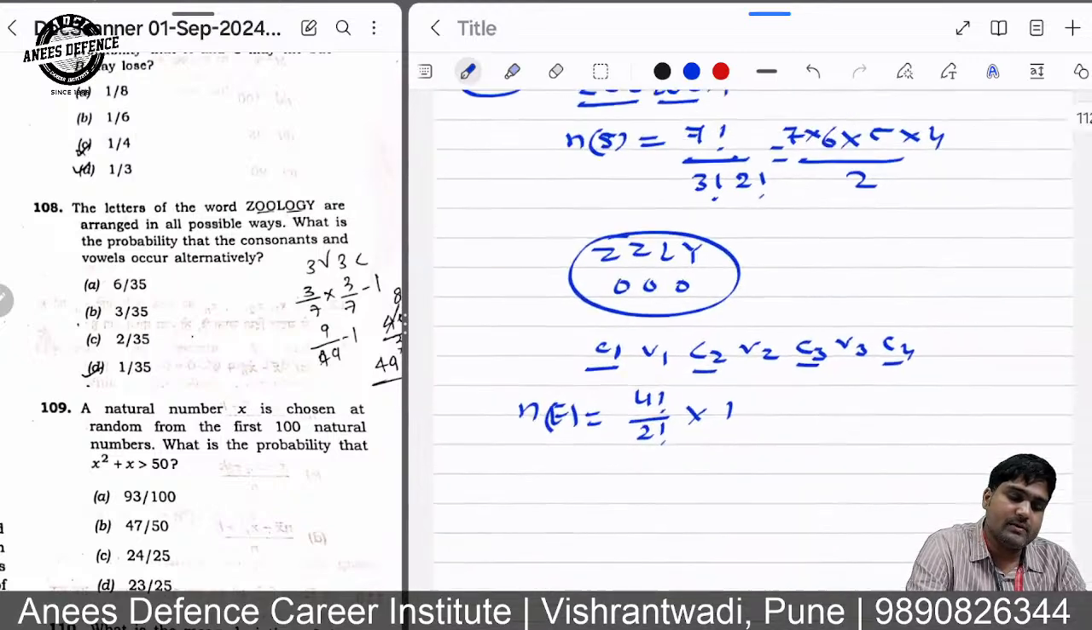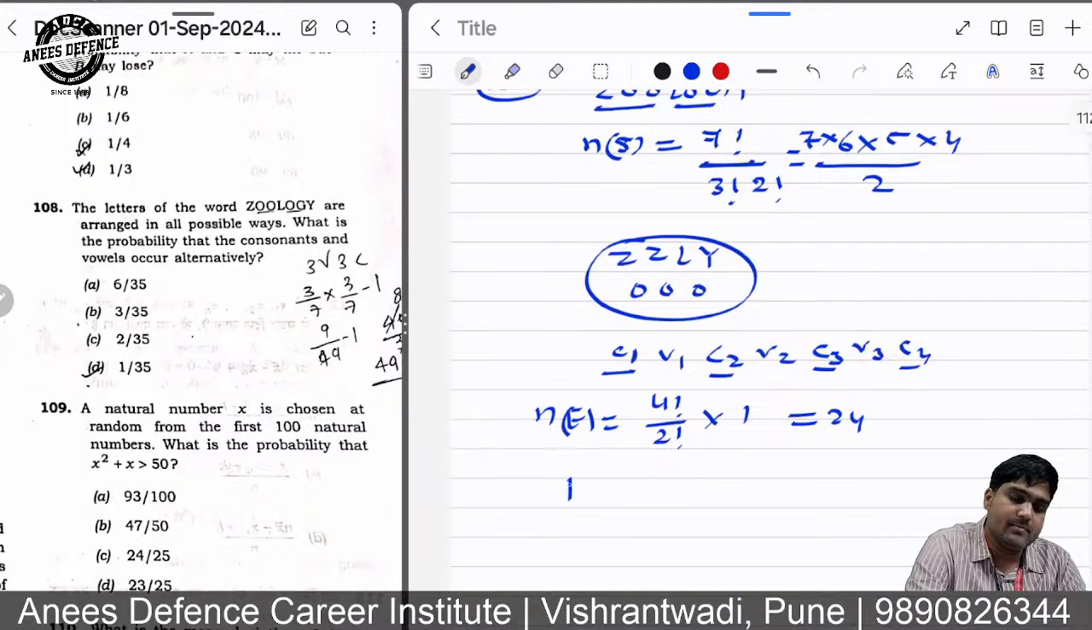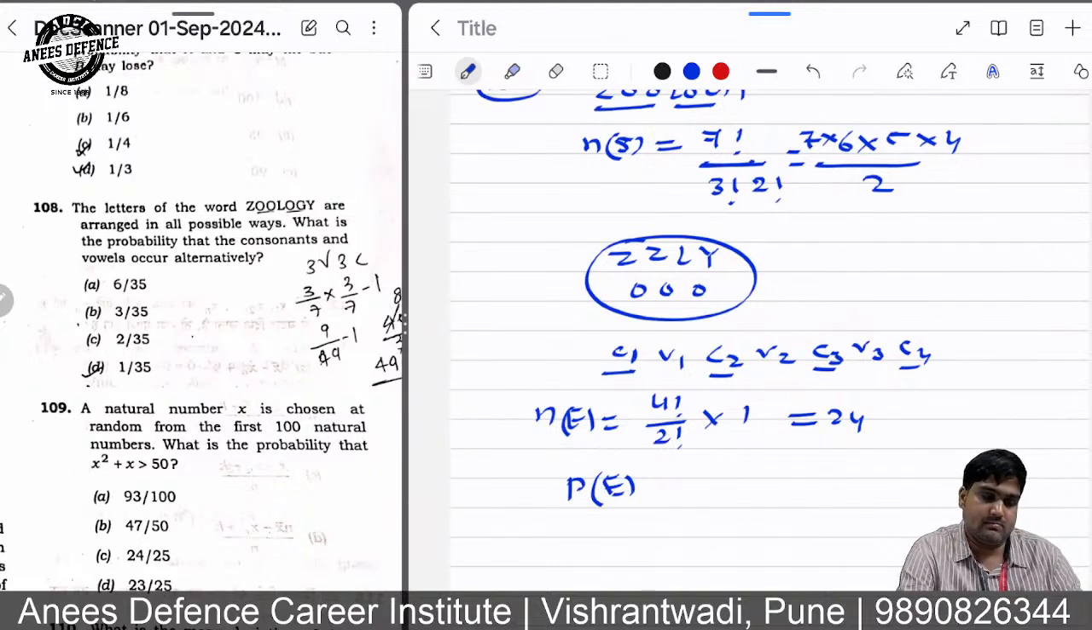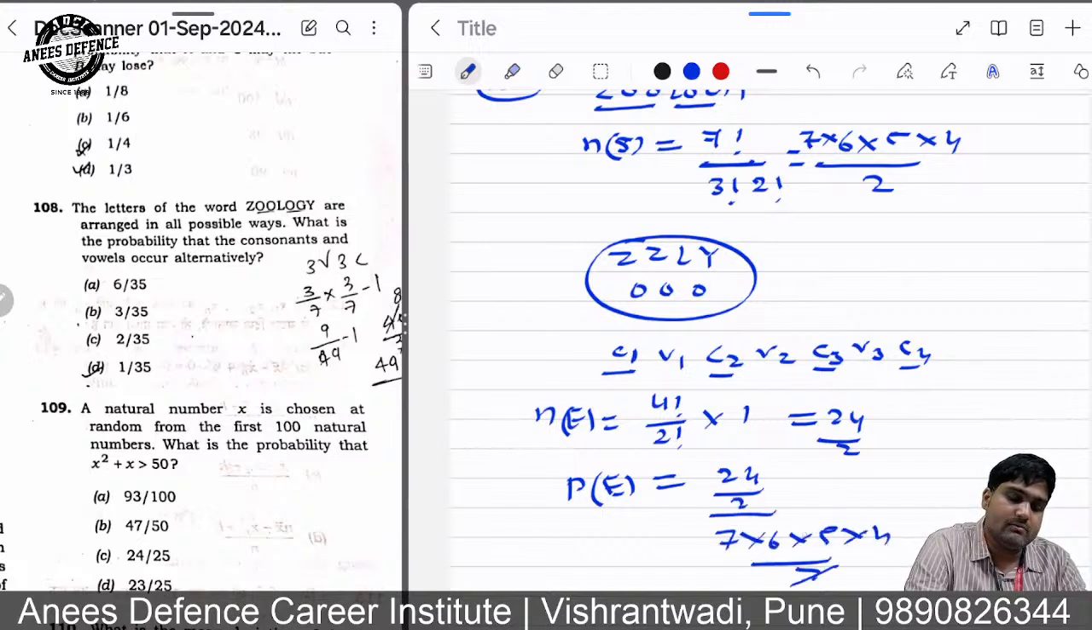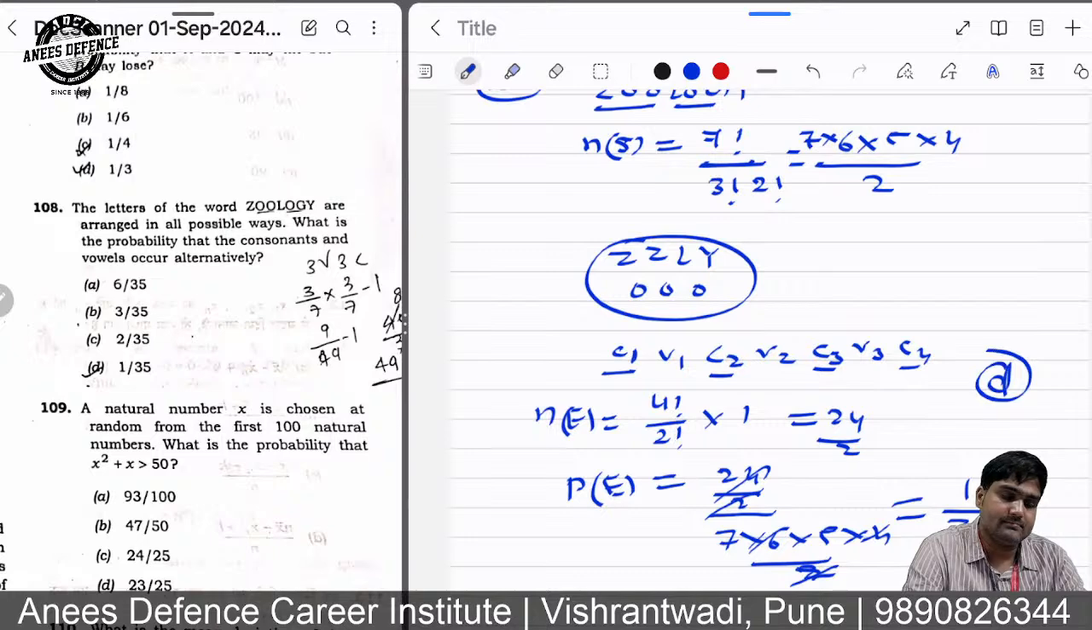Now 4 factorial is 24. So the probability that consonants and vowels are arranged alternately is 24 upon 2 factorial, over 7 into 6 into 5 into 4 by 2. 2 and 2 get cancelled out, 6 into 4 is 24, and 7 into 5 is 35. So 1 upon 35 is the correct answer. The answer for 108 is option D.